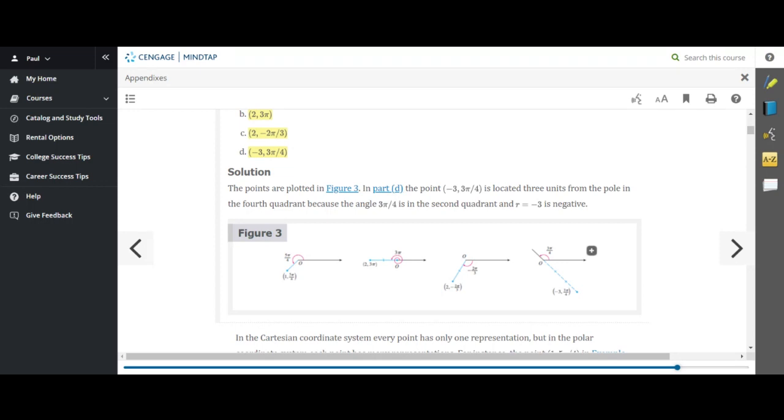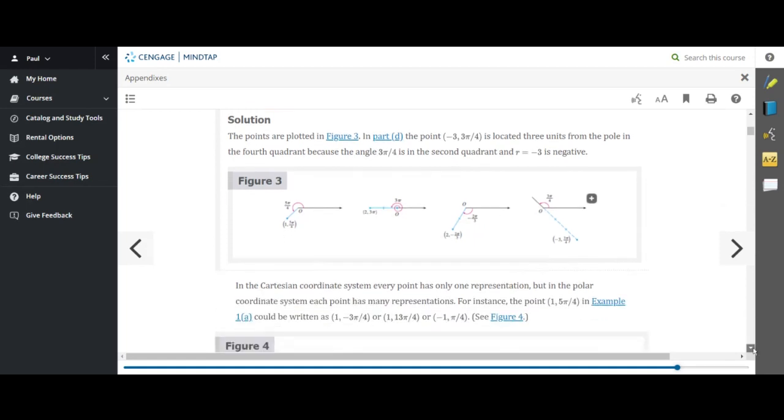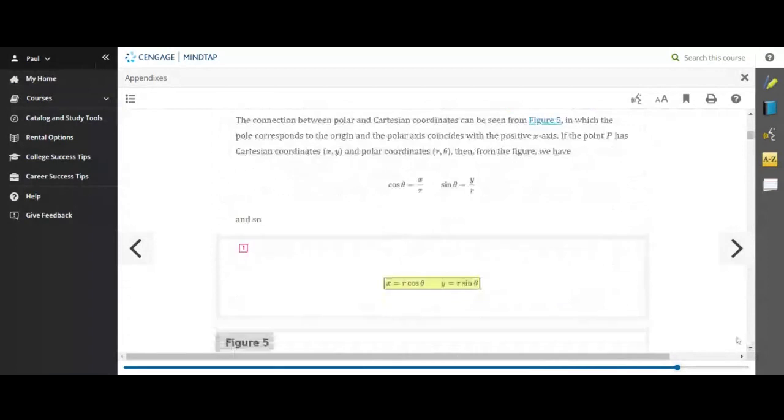Okay. Well, now, it's natural to be able to take rectangular coordinates and convert them to polar coordinates, or take polar coordinates and convert them to rectangular coordinates. And so you remember from your trig days that the cosine of theta is x over r, and the sine of theta is y over r.